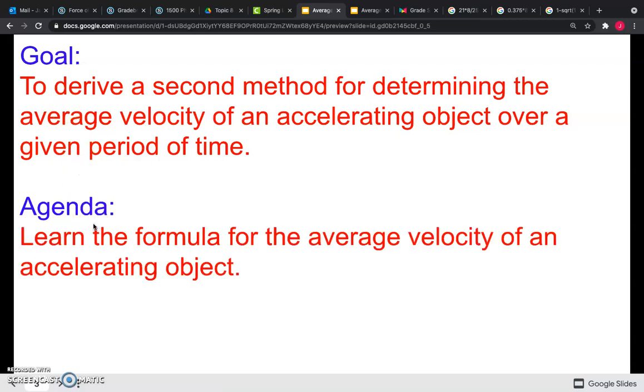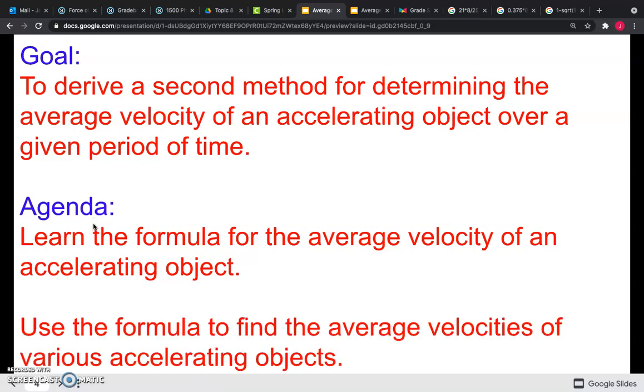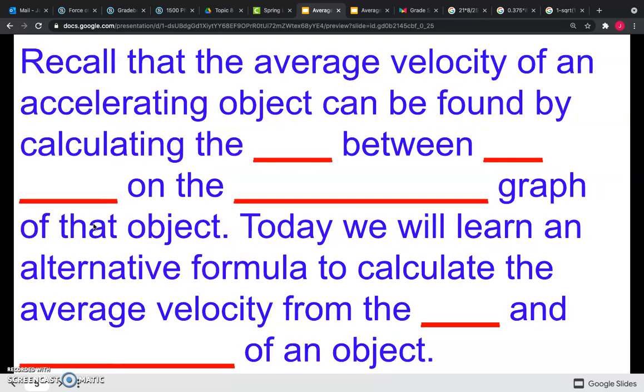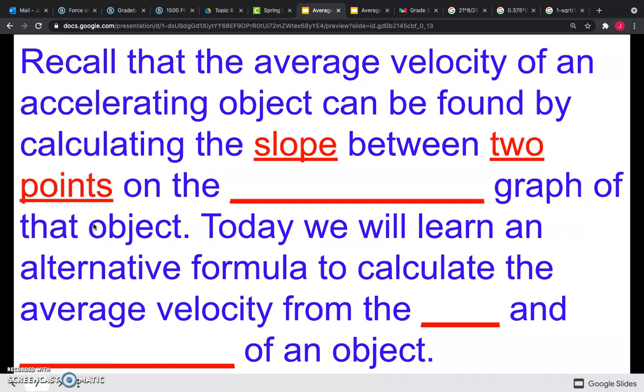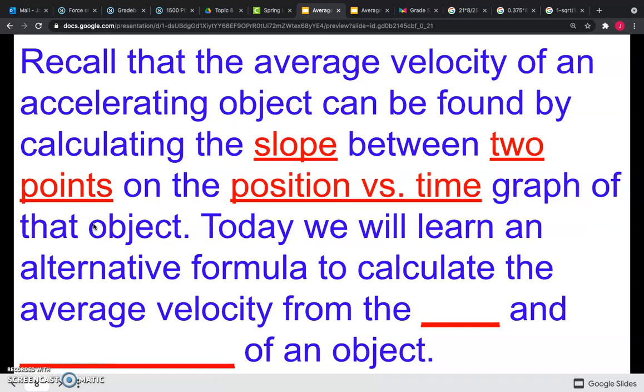So you're going to learn the formula for the average velocity of an accelerating object, and then you're going to use the formula to find the average velocities of various accelerating objects. Okay, so recall that the average velocity of an accelerating object can be found by calculating the slope between 2 points on the position versus time graph of that object. That's how we did it before.